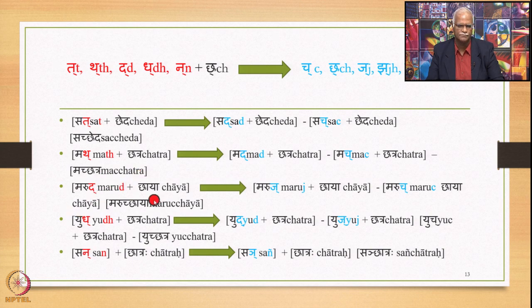Then we have marud plus chhaya, and this the is substituted by j, so we have maruj chaya. J is substituted by ch, and finally we have marut chaya. Then we have yudh plus chhatra. This dh is substituted by the first, the substituted by j, and then j by ch, so we have yuch chhatra, that is yuch chhatra. Finally, we have san plus chhatra, and this is an example of external sandhi, sandhi in between two padas. So san plus chhatra, and this na will be substituted by nya, so we have sai chhatra as the output.